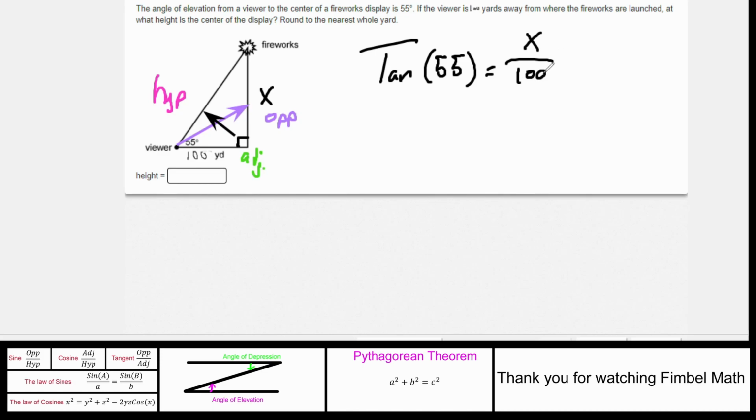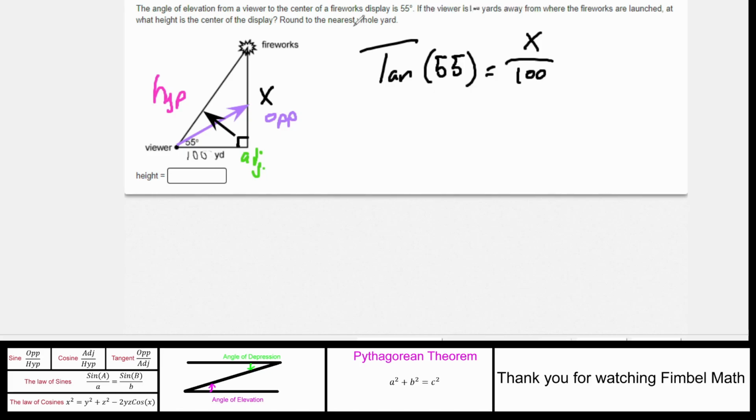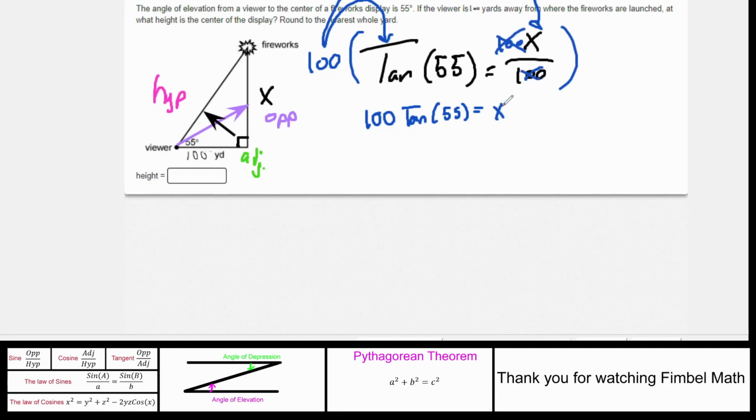And I can do some simple algebra now to solve for x. Anytime I have something in the denominator, the first thing I do is multiply by what's in the denominator, distribute it in, and I'm going to have 100 times the tangent of 55. We know when we butt them up together, it means times. And here, when I multiply this in, I'll have 100x over 100. These will cancel, and I'll be left with x.